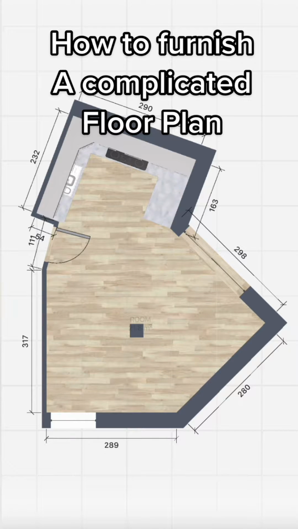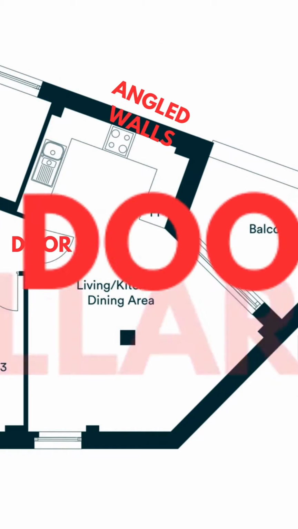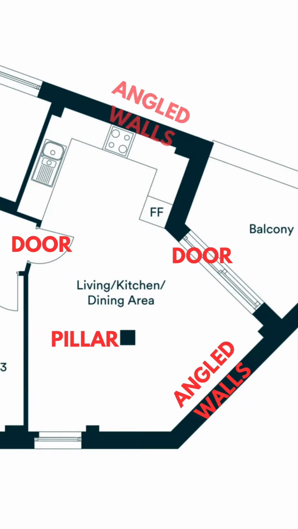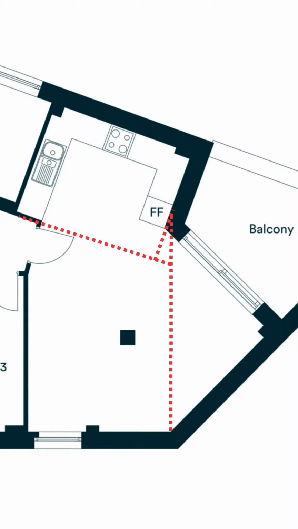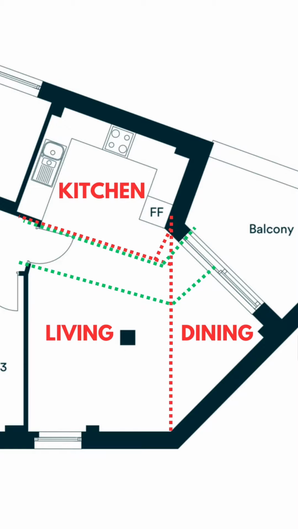In this video, I will show you how to furnish a complicated floor plan. The layout is quite complicated with its angled walls, doors, and the pillar in the center. So first of all, you will divide the room into areas, which will create a kitchen, living, and dining area. You can see the foot traffic path in green.